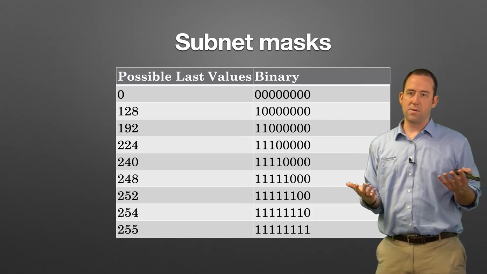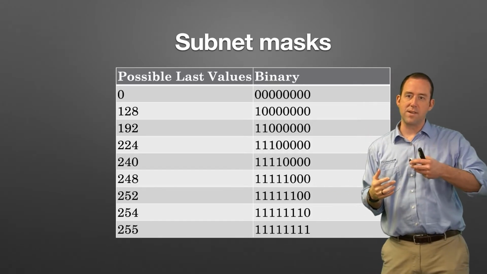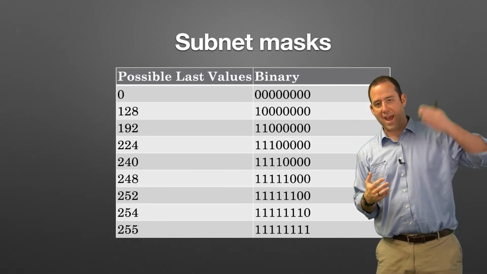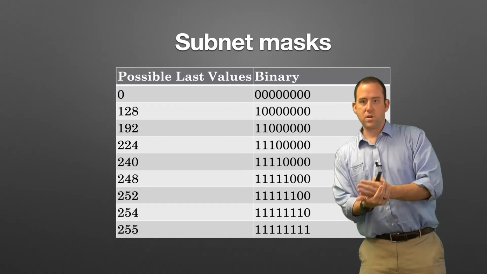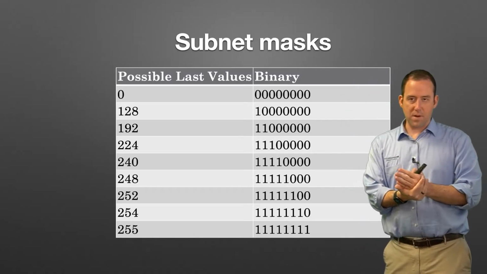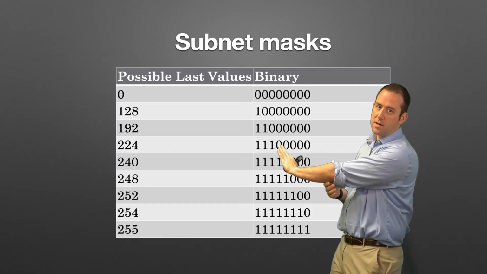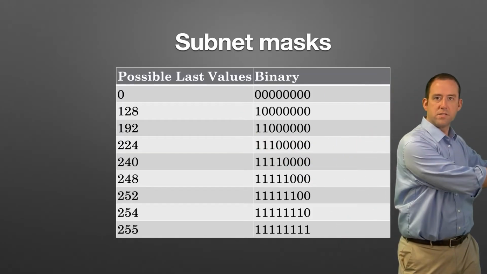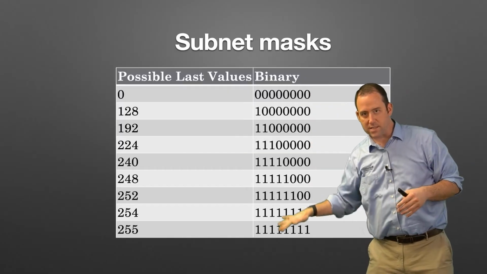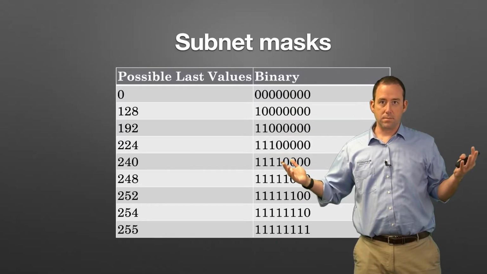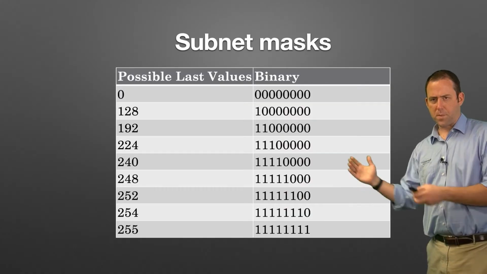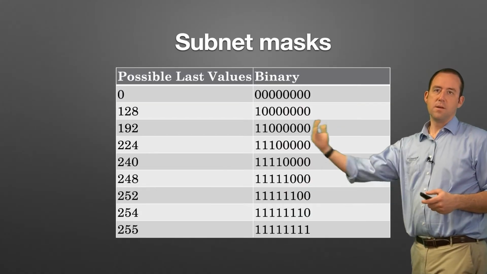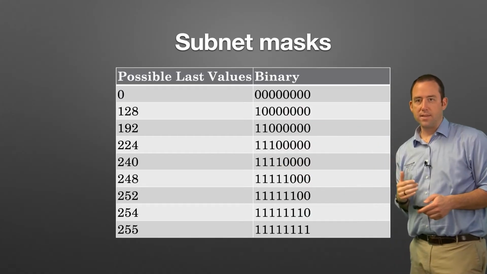Those are the only valid numbers you can see in a subnet mask, and obviously those are only valid for the last non-zero number in a subnet mask, because everything before that is all ones. So you will see some 255s on one end, some zeros on the other end, and one of these numbers in the middle, representing where that split happens between the network address and the host ID.